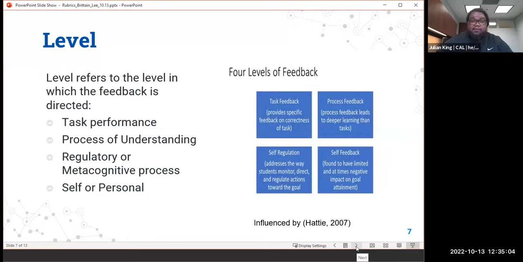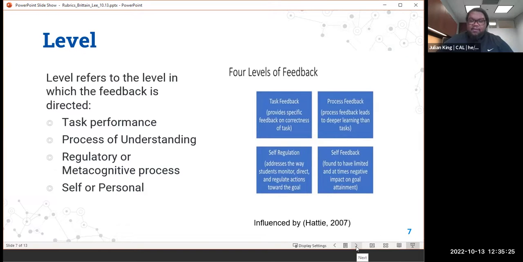So then we talk about level. Your level refers to the level at which the feedback is directed. You have four. You have your task performance, providing specific feedback on the correctness of a task. You have your process of understanding, which leads into your deeper understanding, your deeper learning, more focused on deeper learning than the actual task of what they're doing.